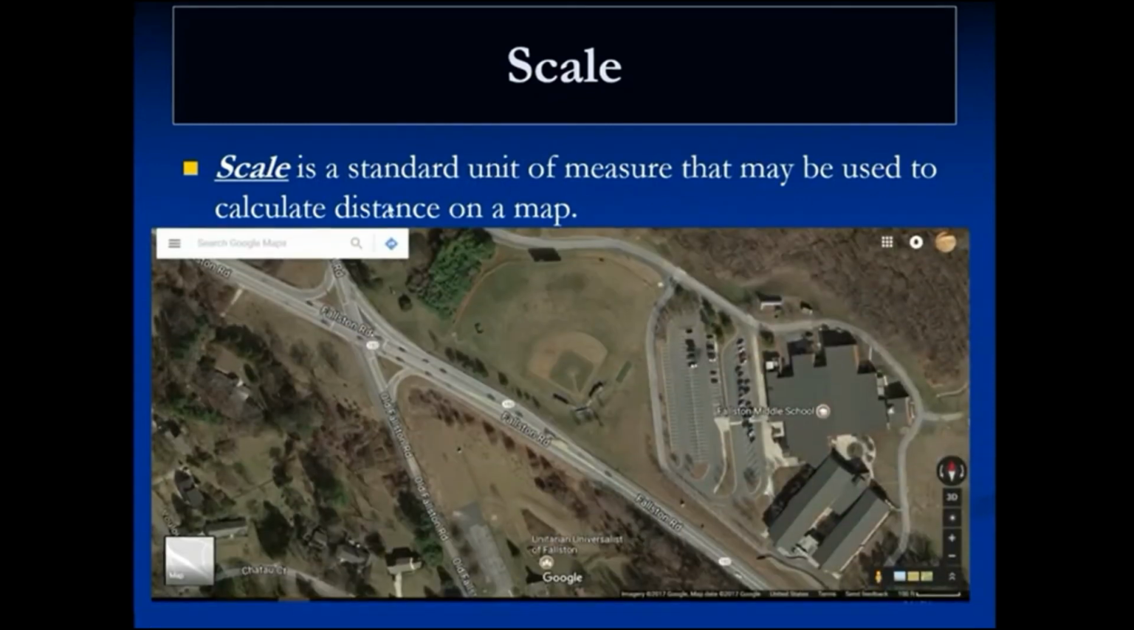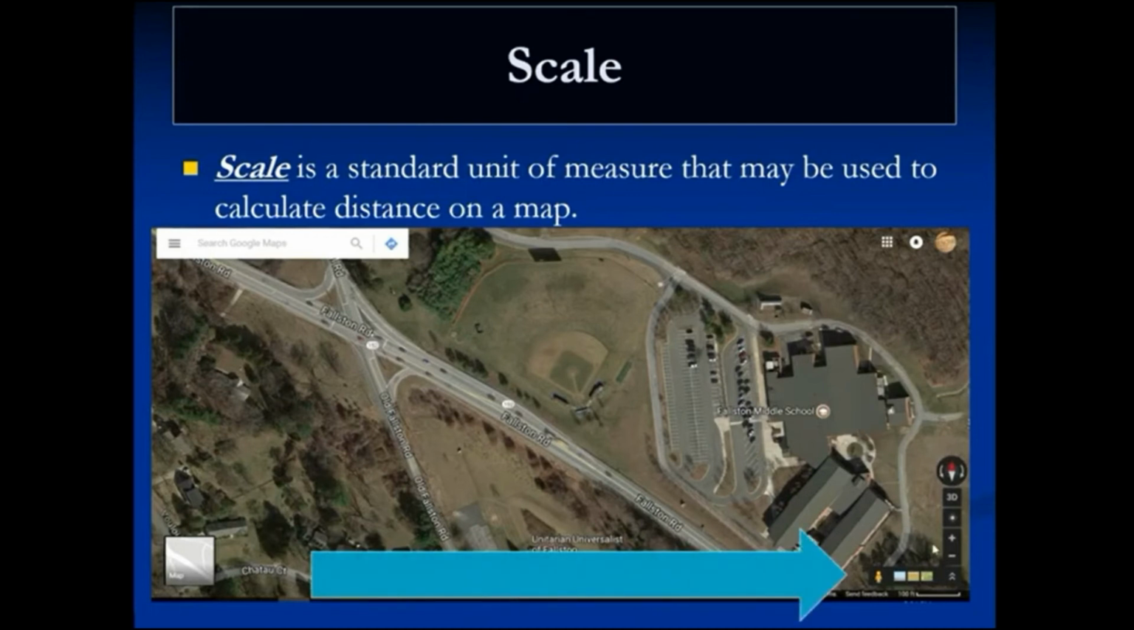So here's a screenshot from Google Maps. Obviously, it looks a lot different than a regular paper map. But this is a screenshot that, if you were on Google Maps, you might see something like this, or Bing Maps. If you look down here in the corner, you'll see kind of this part. Can you see that little white line right there? It says 100 feet on it. That's the scale, a standard unit of measure that may be used to calculate distance on a map.